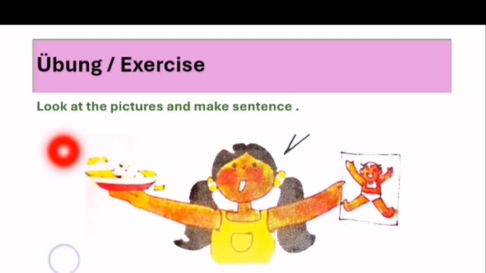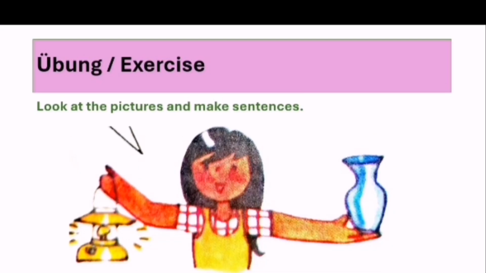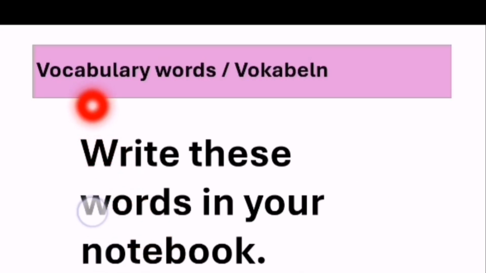Look at this, okay? This is a boat and this is a baby. You should write this sentence in German in your notebook. This is a bell and this is a flower. You should write this sentence in your notebook. This is a lamp and this is a jar. Write this sentence in your notebook in German. This is a kite and this is a car. Write this sentence in German in your notebook.